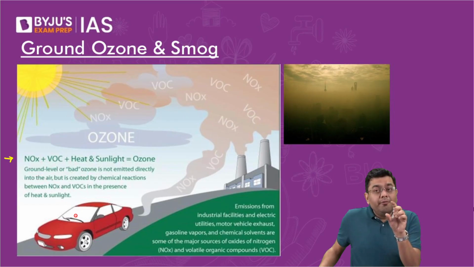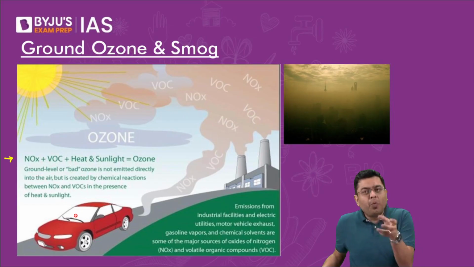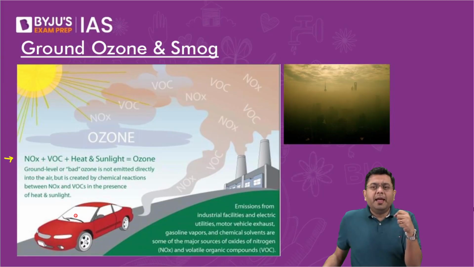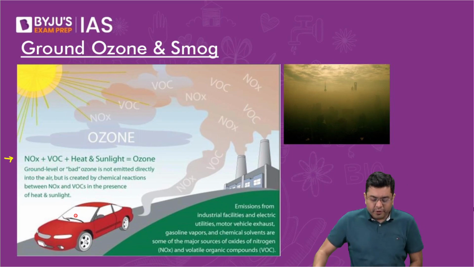That is why the term volatile. Organic, why? Because they have the carbon and hydrogen structure present in them. They basically also have the benzene ring structure present. That is why the organic compound is referred to.